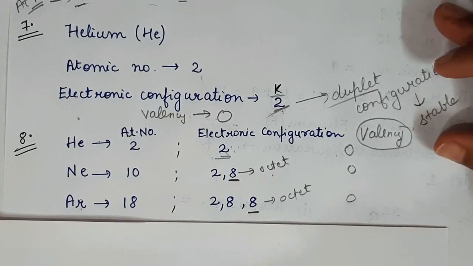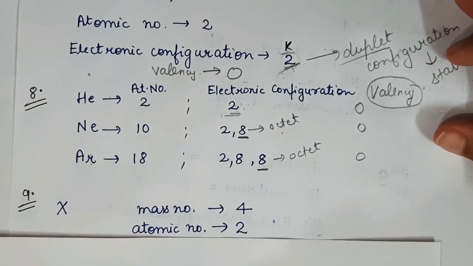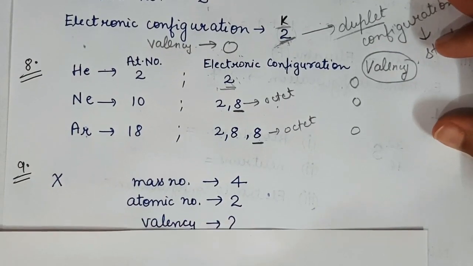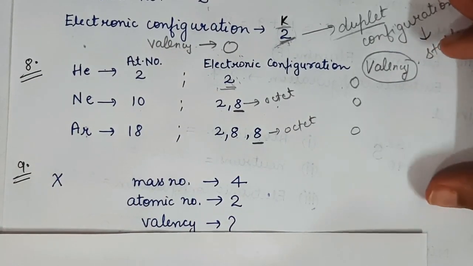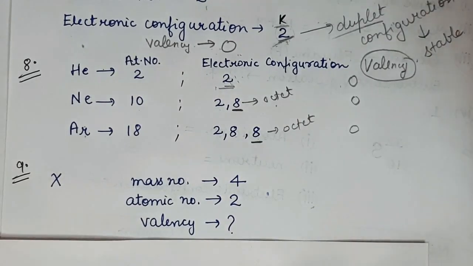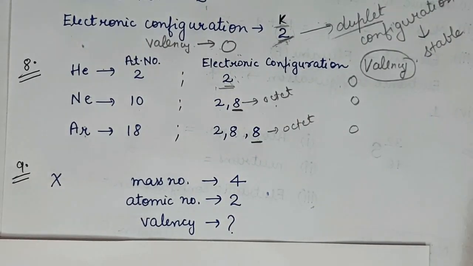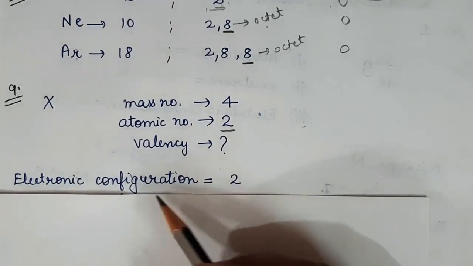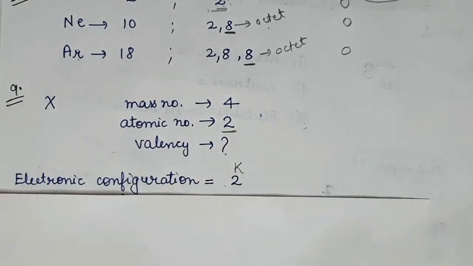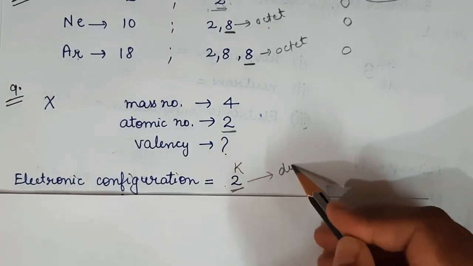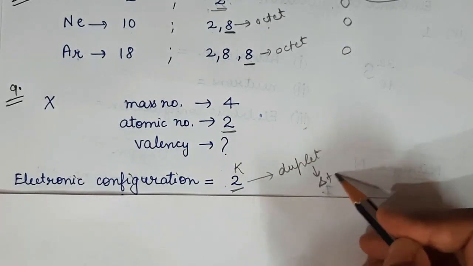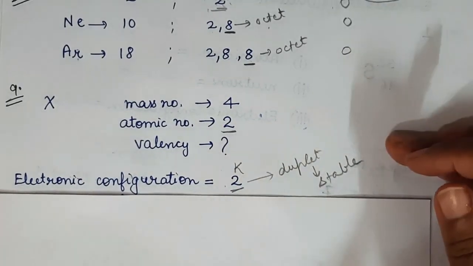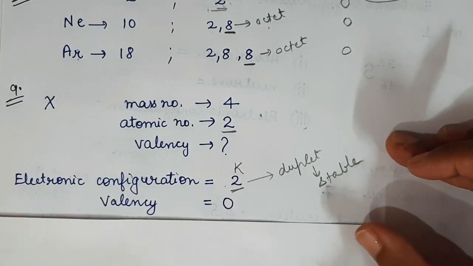Coming to question number 9. An element X has mass number 4 and atomic number 2. You have to write the valency of this element. Now you know the atomic number is 2, so first of all, write down the electronic distribution. What will be the electronic configuration? It will be 2 in the first shell, that is the K shell. So what is the valency? The first shell is doublet in nature, meaning it is stable. Okay, so valency is 0. Clear?